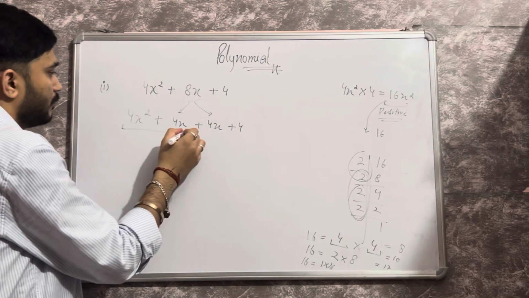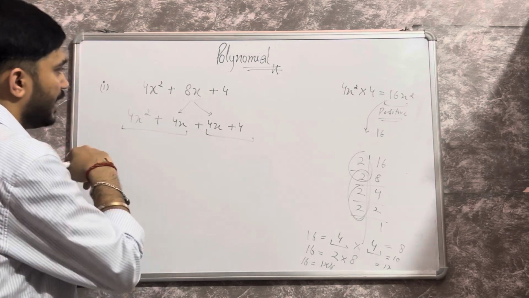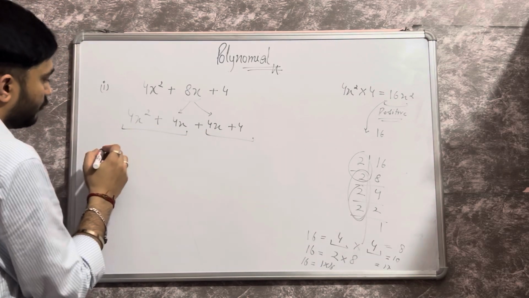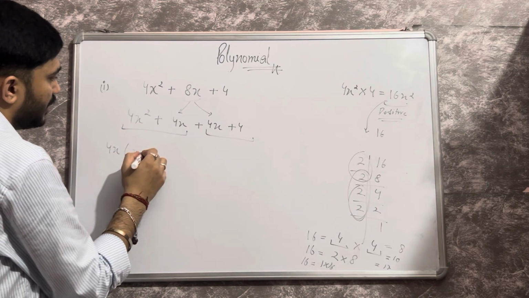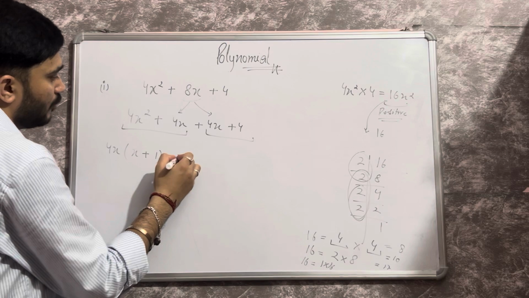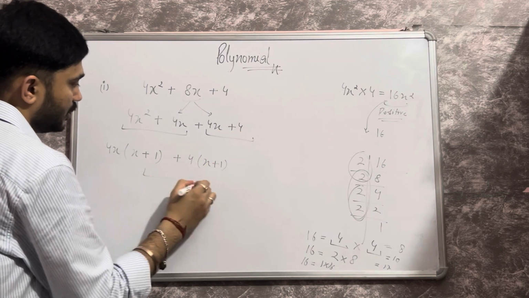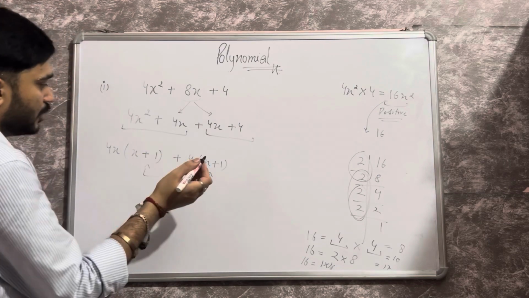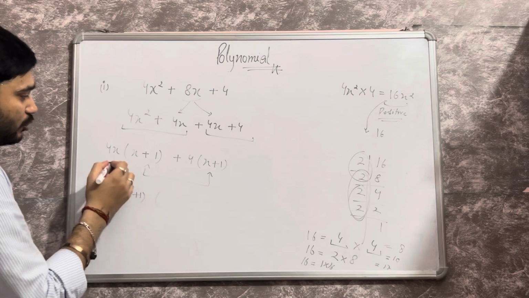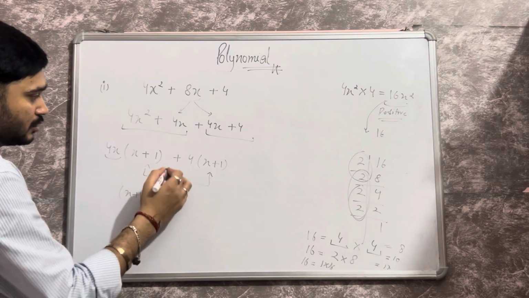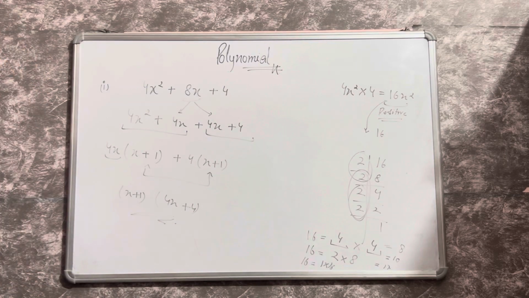Now pair the first two terms and the last two terms and take the common between them. From the first you will get the common 4x and you are left with x plus 1. From the second you will get the common 4 and you are left with x plus 1. These two terms are the same. So write x plus 1 because it is common, and you are left with 4x plus 4. This will be our answer. Any doubt?